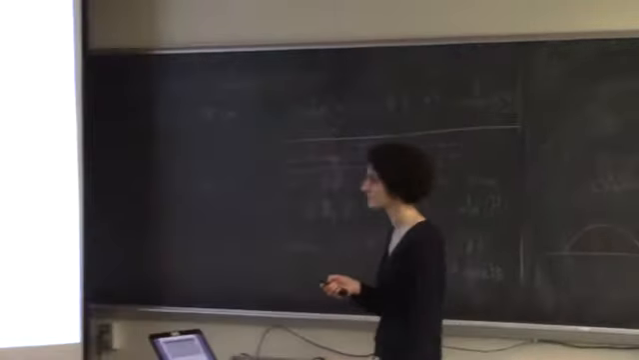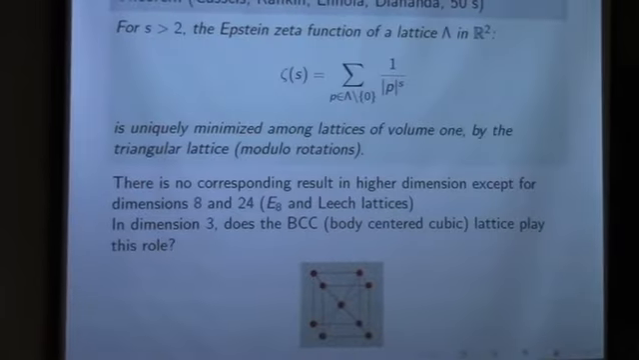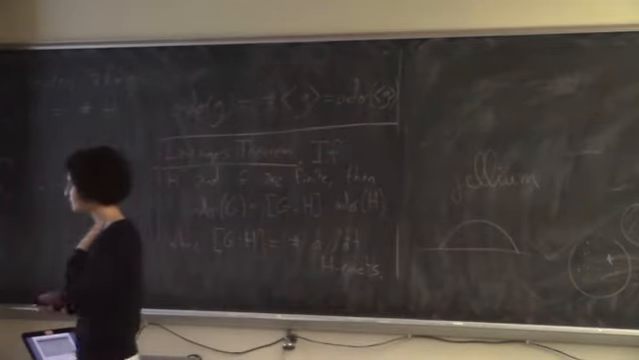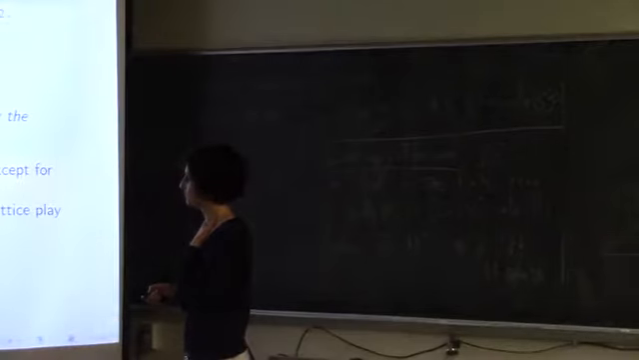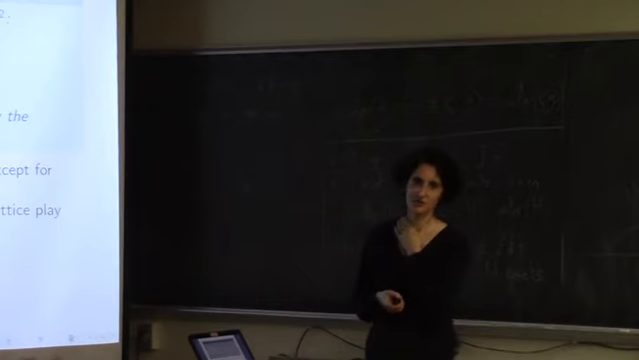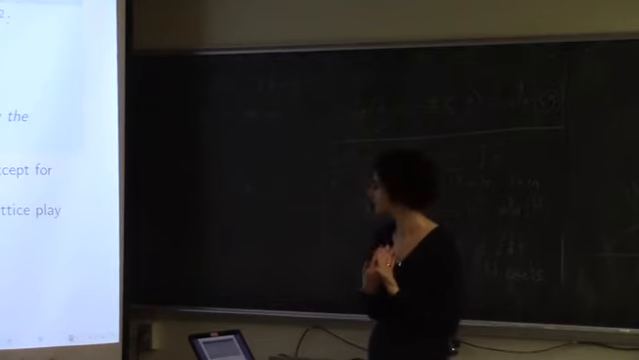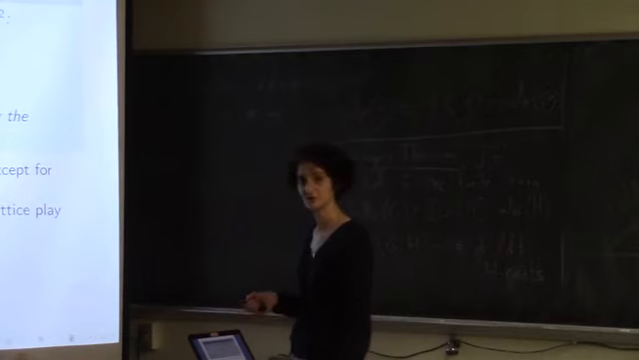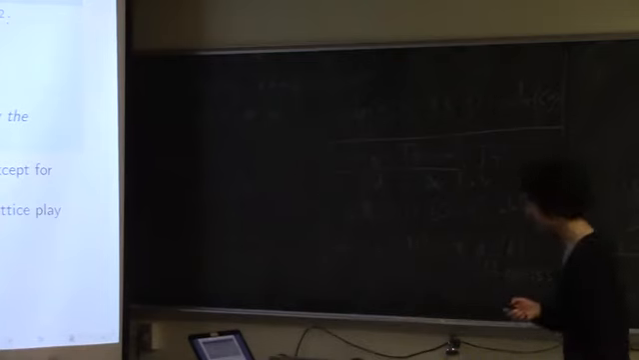You can ask yourself, what's the best lattice in 3 dimensions or in higher dimensions? So just among lattices, again, within the class of lattices. There is no corresponding result that's known except in particular dimensions 8 and 24. So there are some exotic things happening here. In certain dimensions, some very particular lattices happen to be good. In dimension 3, it's not even proven which lattice it is, so it's expected that it should be the body-centered cubic lattice, this one.